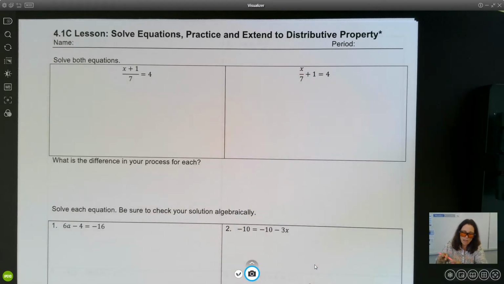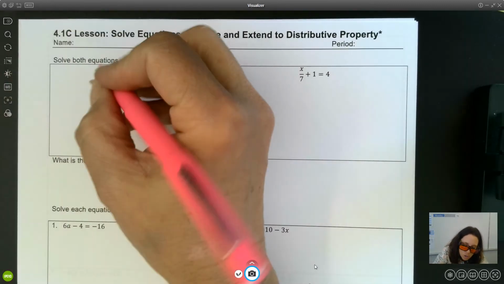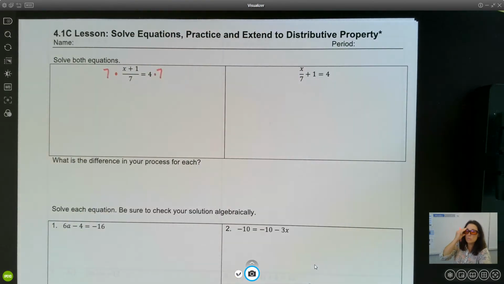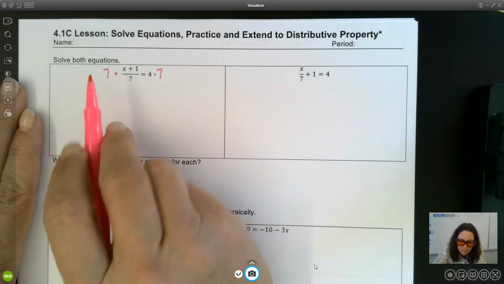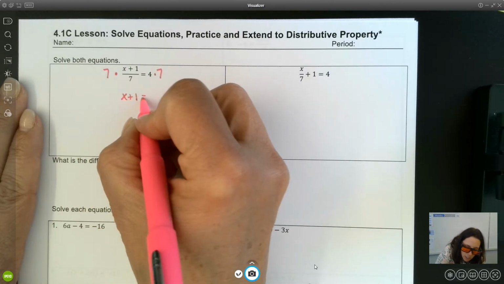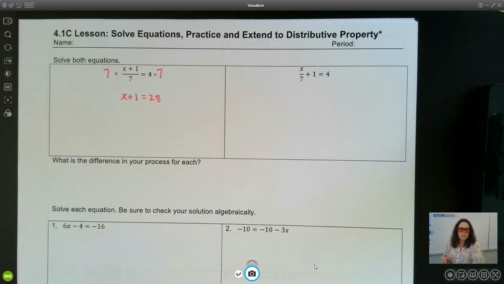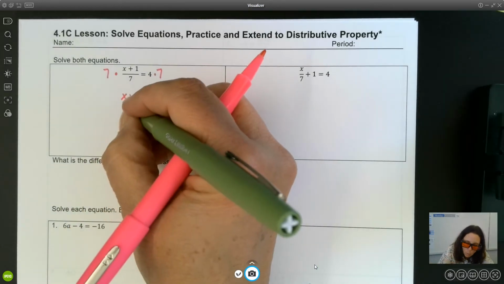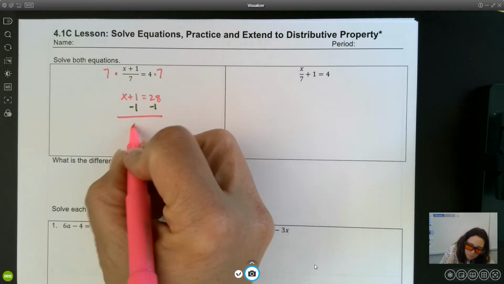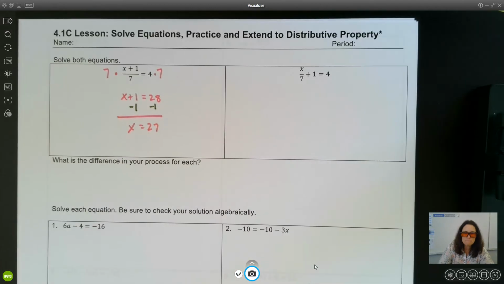So the first thing that you have to do on this problem is you would need to multiply the whole thing by 7. Okay, so you could write it as one big giant 7 with brackets or parentheses around the whole thing, or you could write it like I did. Now these 7s would cross cancel, leaving what's in the numerator equal to 28. And then we want to get that x all by itself, so we would be subtracting 1 to both sides, and that would be x equal 27.